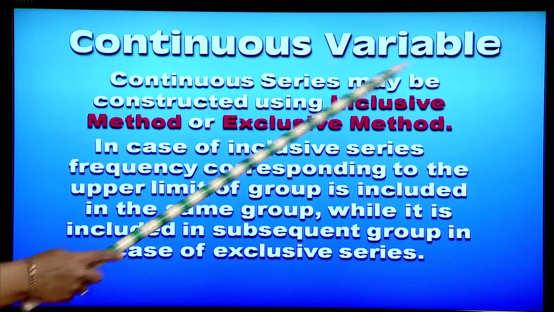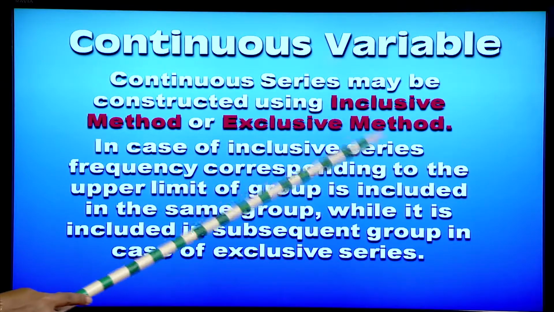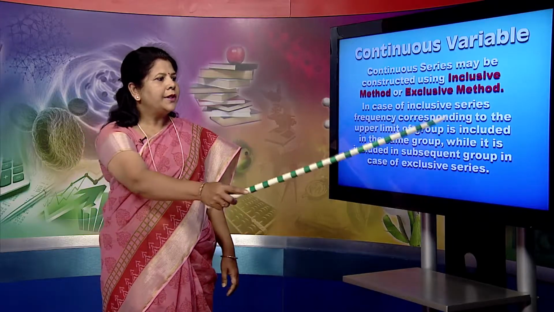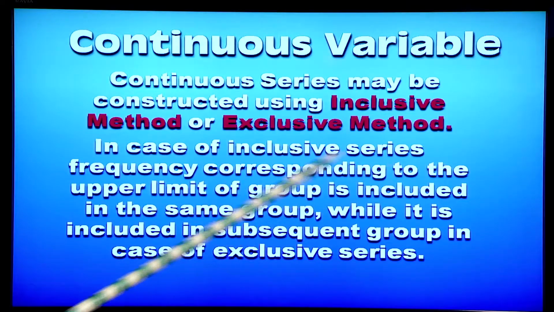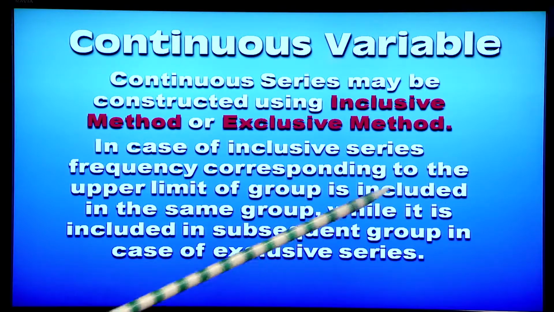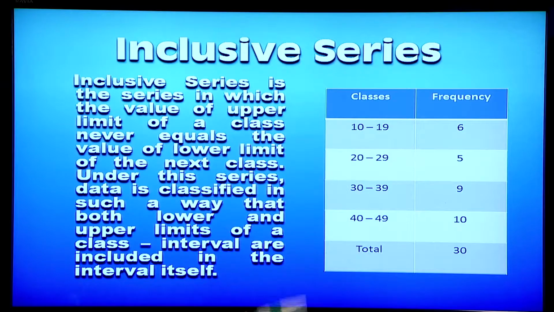Continuous series may be constructed using the inclusive method or the exclusive method. Continuous series are also of 2 kinds. In case of inclusive series, the frequency corresponding to the upper limit of a group is included in the same group, while it is included in the subsequent group in case of exclusive series. Let us now understand each one of these individually.